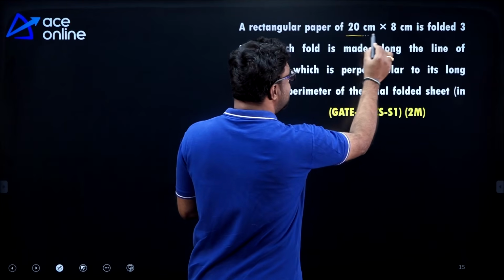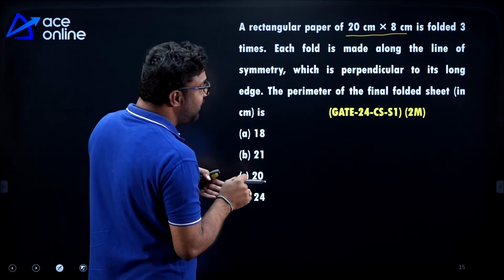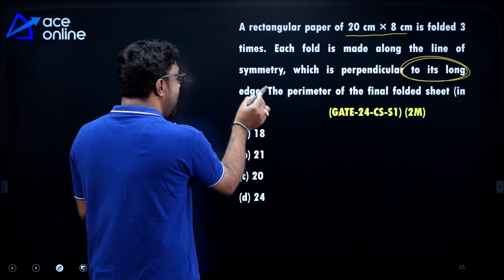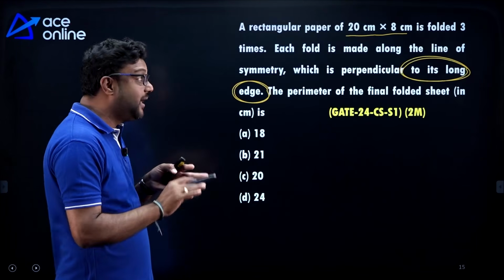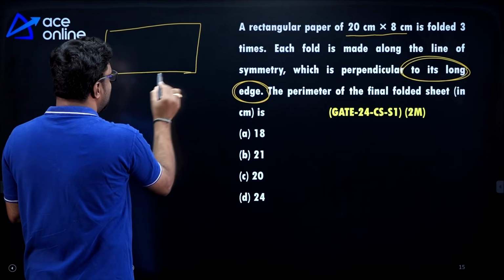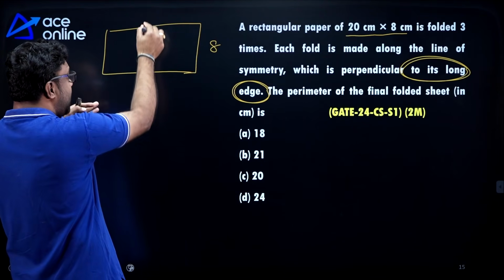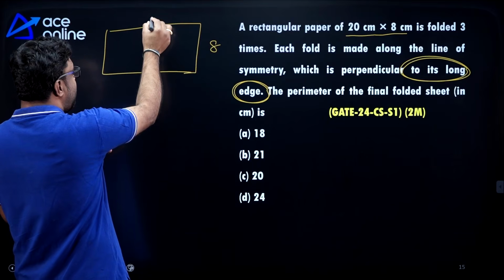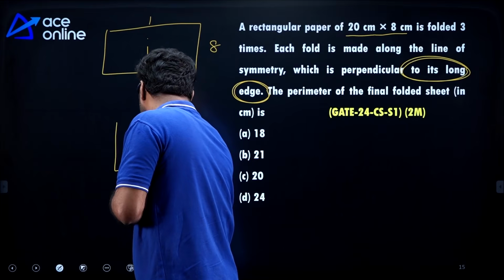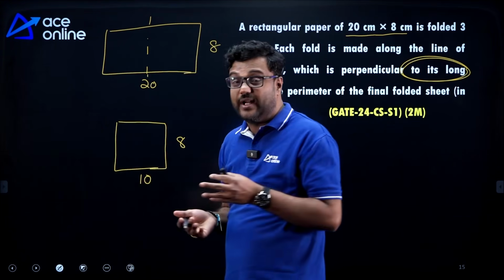A 20 centimeters by 8 centimeters paper is folded. Each fold is made along the line of symmetry which is perpendicular to the long edge. So we need to focus on this clearly. Initially we have 20 by 8. The longer edge is 20, and we fold perpendicular to it, so the length decreases to 10. Now it is 10 by 8.